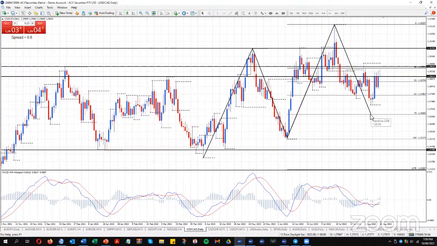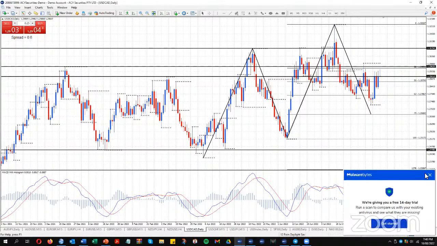Engaging at the 79% retracement level to go long, you've got plenty of room to manage your trade up to a retest of resistance. Where it is right now, it's just at support or resistance.